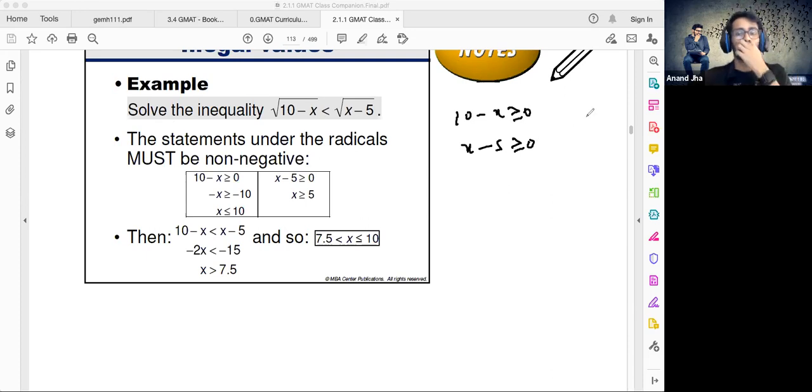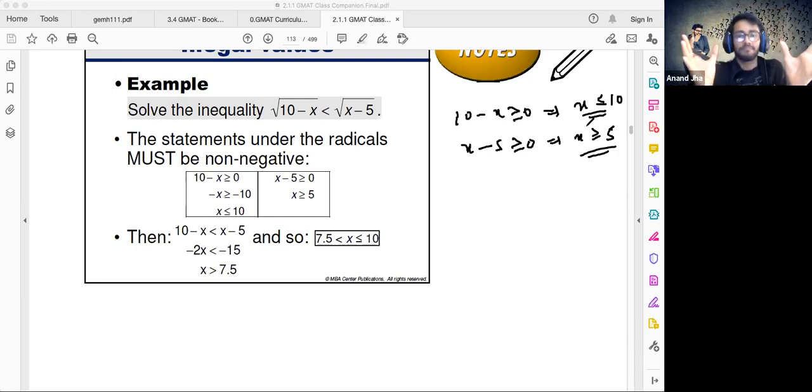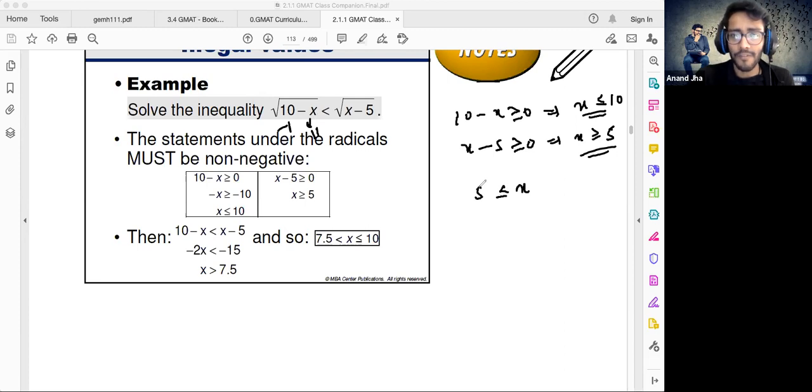Always. So this will be what? X less than or equal to 10, and this will be X greater than or equal to 5. This is my first task. This is my domain. Domain and range, you must be aware. Domain means the set of values which any variable can take. What all X values can I substitute? I cannot substitute X as 11, because 10 minus 11 will be minus 1. That won't work. So I need X to be any value greater than or equal to 5 and less than or equal to 10. This is my domain. Now I'll solve it.